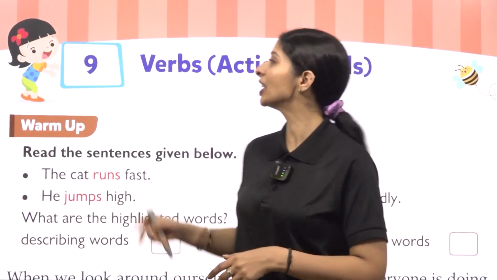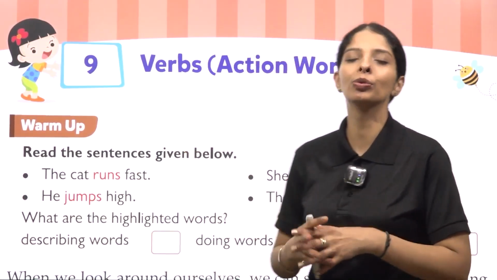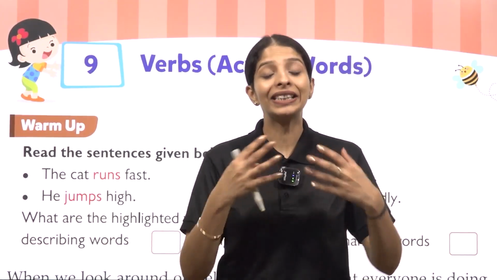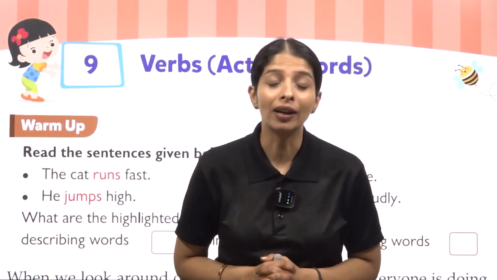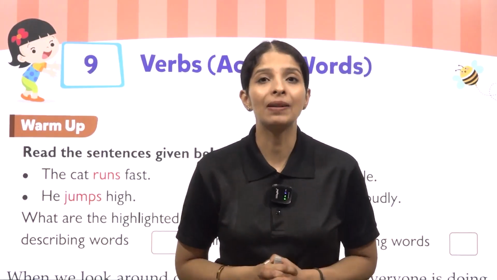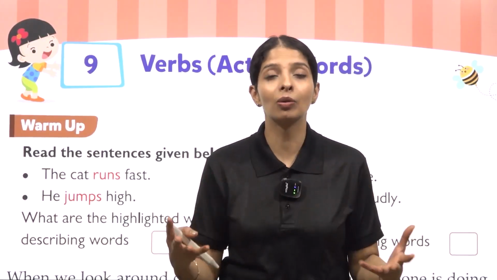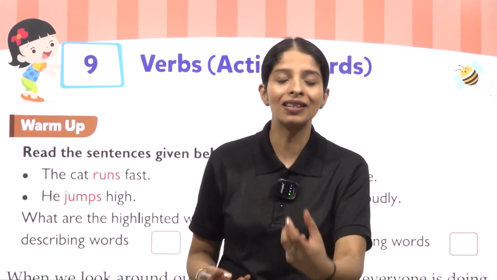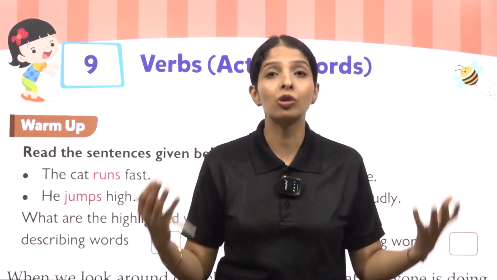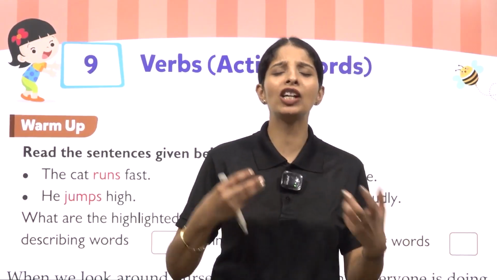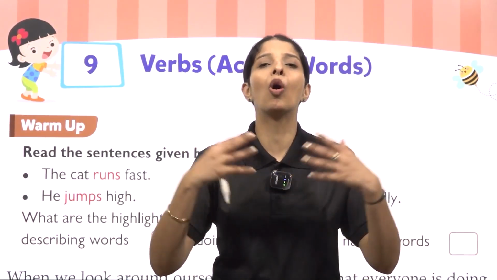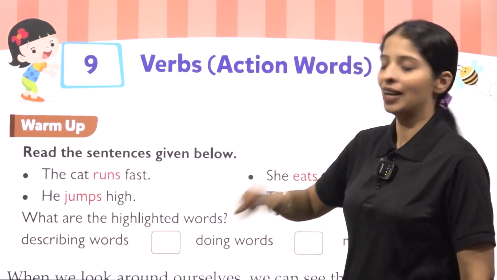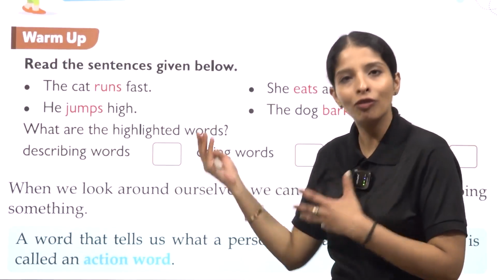The chapter for today's session is chapter number 9, verbs, action words. A verb is a word that tells us an action. It tells us what the subject is doing. For example, she sleeps. Action here, the verb here, is sleeps. She runs fast, runs. She eats slowly, eats. So eat, run, walk, sing, dance, all these are action words. They are verbs. Let's begin the session and start with the warm-up.